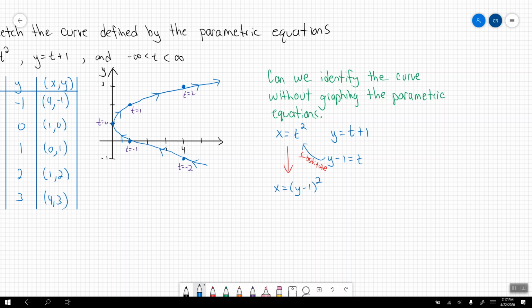Now, this equation right in here is the equation of a parabola that opens sideways, and this actually opens to the right, and it's shifted up by 1.